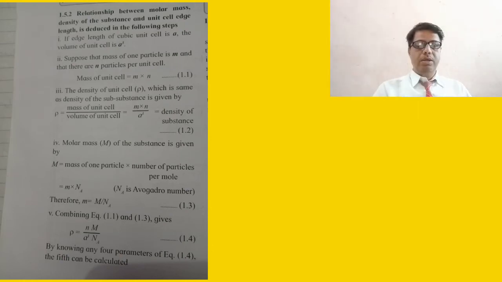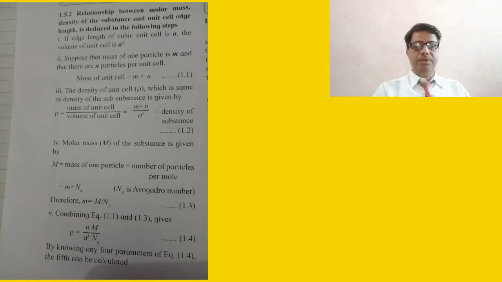So starting, the different steps are used here to deduce the relationship between molar mass, density of the substance, and unit cell edge length A. So first, if edge length of cubic unit cell is A, small a, the volume of unit cell is 3 times of length, that is A cube. A into A into A, that is A cube.